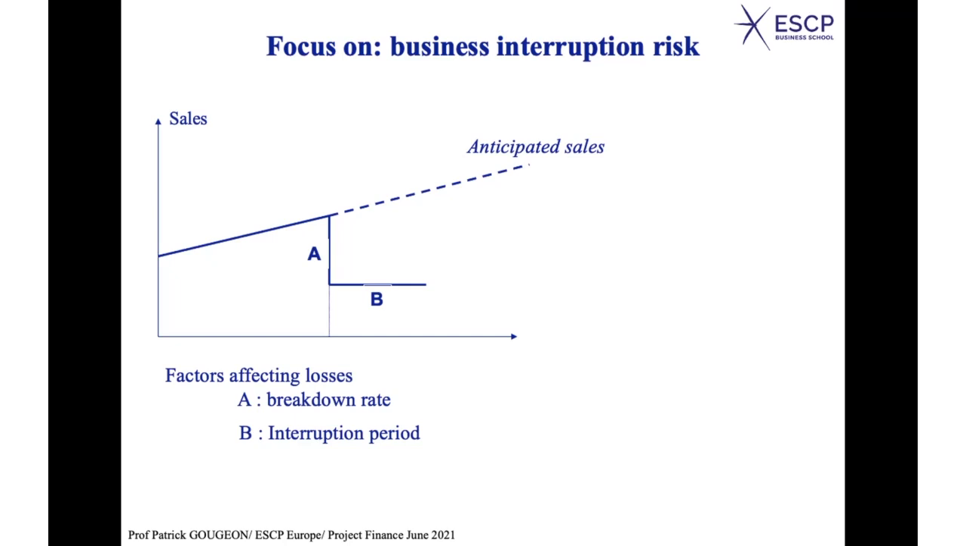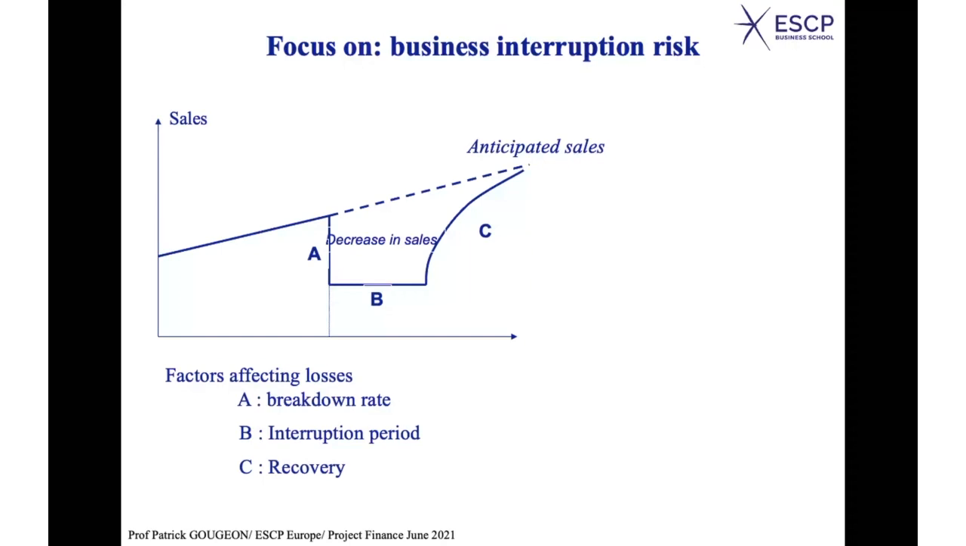Once you have rebuilt everything, you can start again, and then you have a recovery period. You have a recovery pattern, C. Well, as you see, it may take time before you come back to normal, okay? It depends on the type of activity. If you have a power plant, well, it would be a straight line, because as soon as you can produce electricity again, you are connected to the grid immediately and you start again providing electricity.